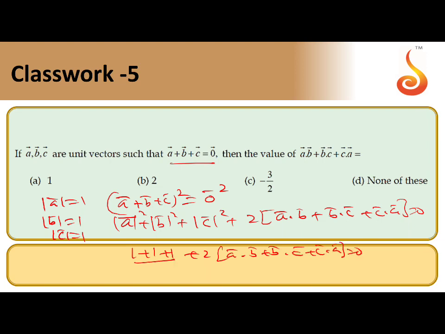So 1 plus 1 plus 1 is 3. Shift to that side. So that means A dot B plus B dot C plus C dot A equal to minus 3 divided by 2. 1 plus 1 plus 1, take that side, minus 3. We can divide by 2, that means minus 3 by 2. Which option is matching? Option C is matching. I hope this one is clear. This is an NCERT textbook question, and also an important question.